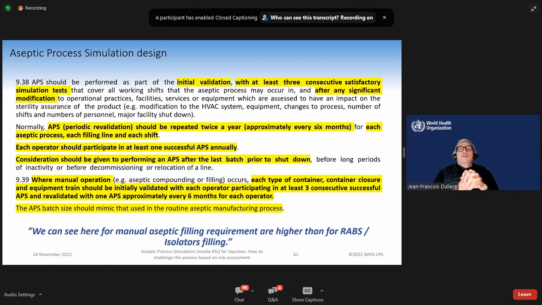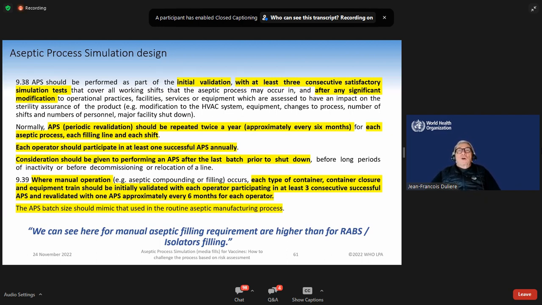Normally, APS should be repeated twice a year. Each aseptic process, each filling line, each shift. Each operator should participate in at least one successful APS annually. Consideration should be given to performing an APS after the last batch prior to the shutdown. This is the same case as for campaign.